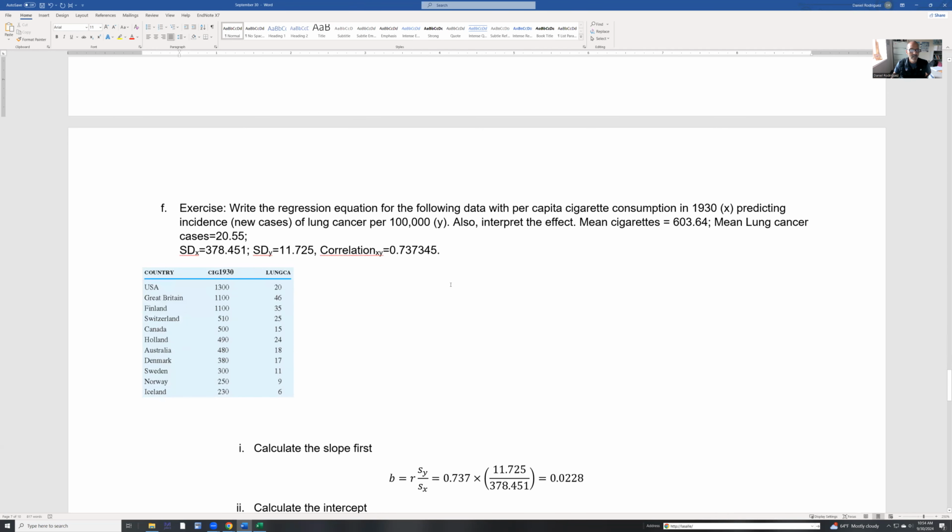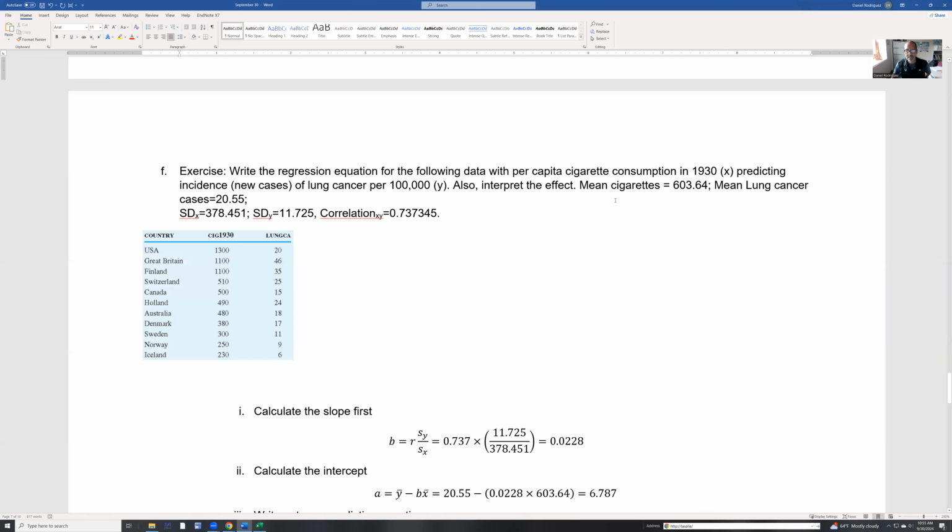So let's do one. Exercise: write the regression equation for the following data with per capita cigarette consumption in 1930. That's our x variable. Predicting incidence, new cases, of lung cancer per 100,000. That's your y variable. Also interpret the effect.